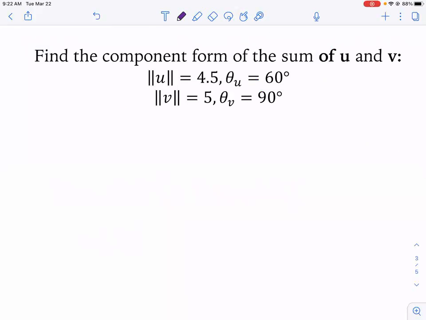All right, now let's work with two vectors. I have vector u and vector v, and I want to find the sum of vector u and vector v. So first of all, I need you to write down the given information. That way, when you look back at your notes, you know what the heck is going on.